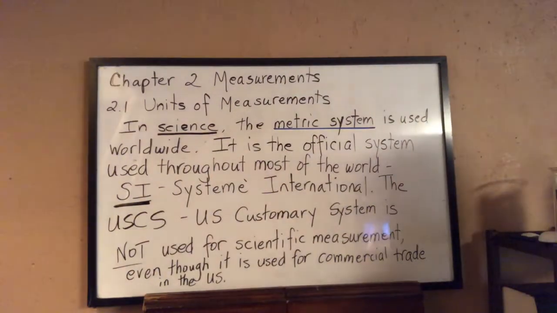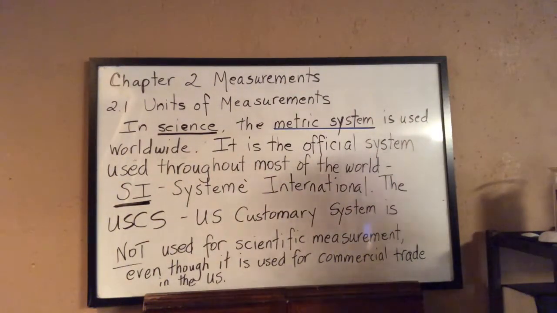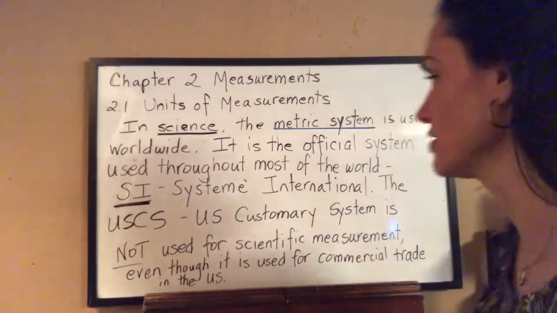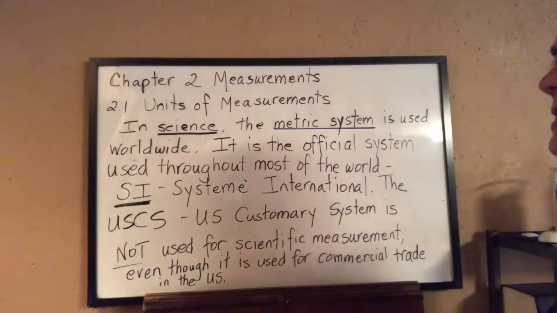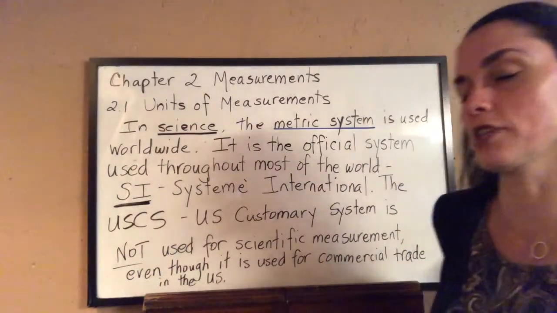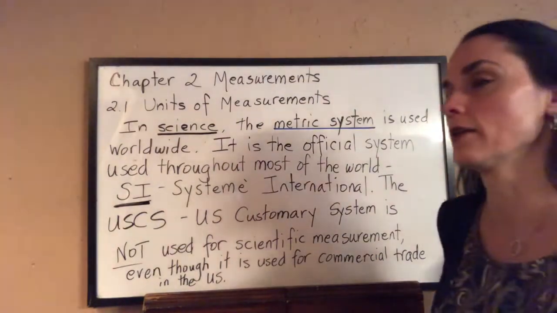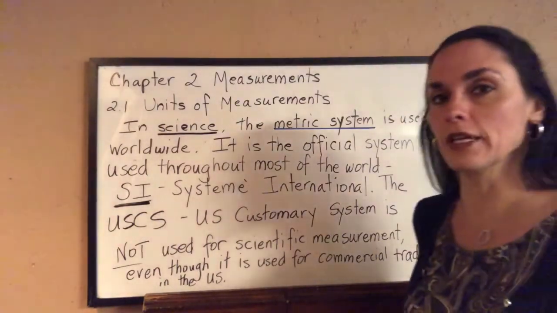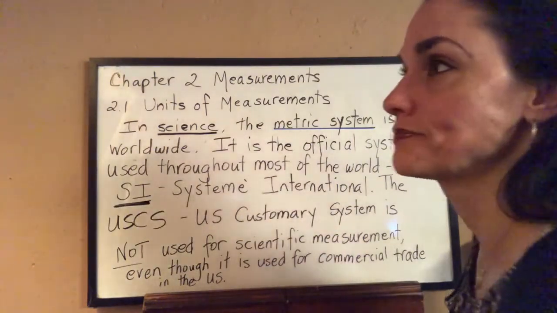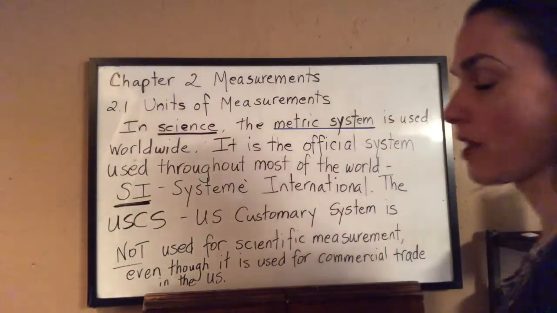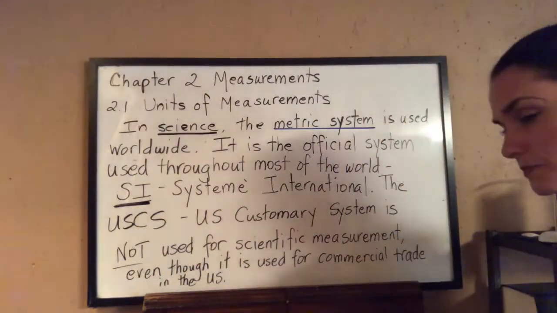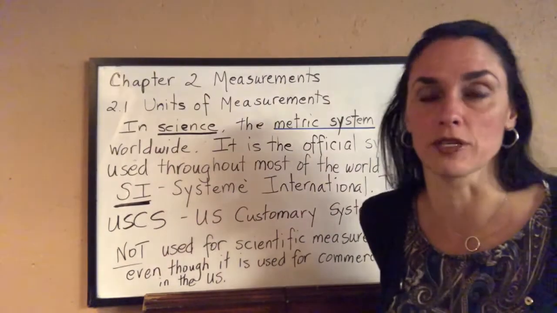The SI, Système International, I'm sure students that speak French fluently can correct my pronunciation there. The U.S. customary system, USCS, is not used for scientific measurement. So units that we are accustomed to in the United States, like pounds and inches and feet and things like that, are not used for scientific measurement. They're used for commercial trade, but not for scientific measurement.